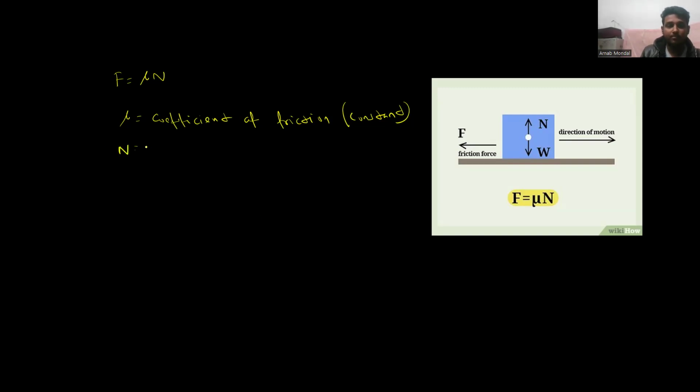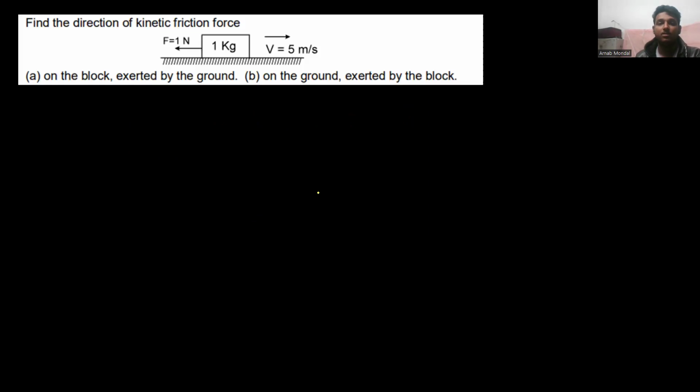Now what is N? N is equal to normal force. So frictional force is F is equal to mu into N. Okay, that's all clear. Thank you.